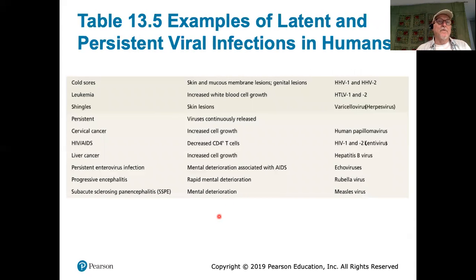There's a whole list for you. I'm not going to go through them all. You can have a look. Several of the things I've mentioned are here, but you'll see that latent, oncogenic, and persistent viral infections are important in human beings.